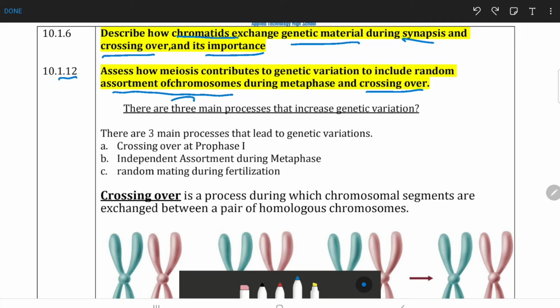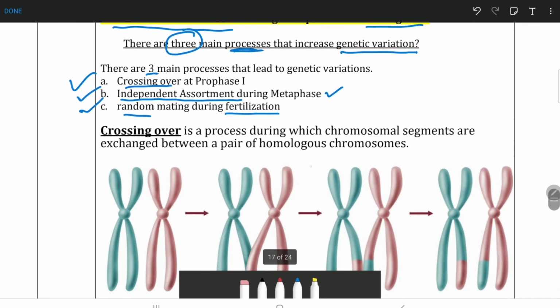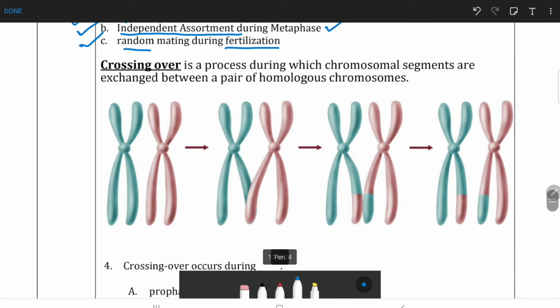So basically there are 3 main processes that are very important to increase the genetic variation. One of these is crossing over, which takes place in prophase 1 of meiosis. Second, independent assortment, which takes place in metaphase. And then random mating during fertilization of the sperm and egg. So we will talk about these again. Now, the most important thing over here is crossing over.